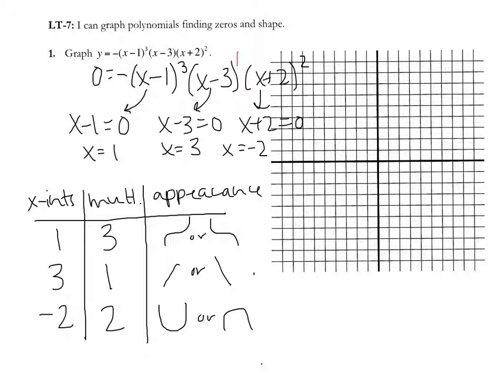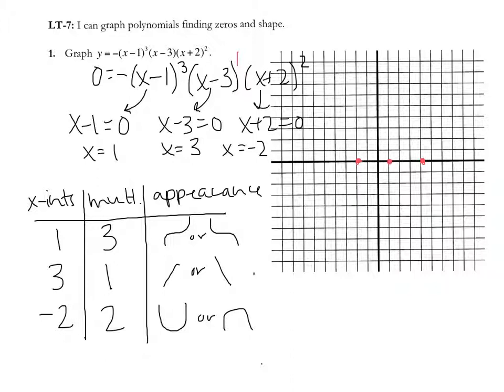So now let's try to put all of this together. I'm first going to put my x-intercepts on my graph, as well as my end behavior. So let's plot my x-intercepts. I actually have an x-intercept at 1. I have an x-intercept at 3. And I have an x-intercept at -2.